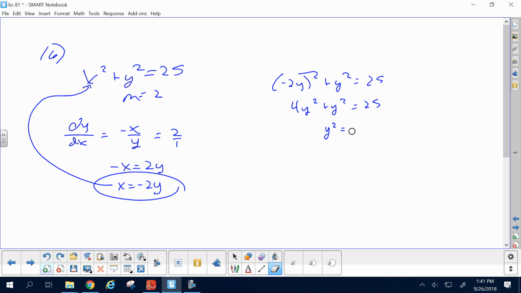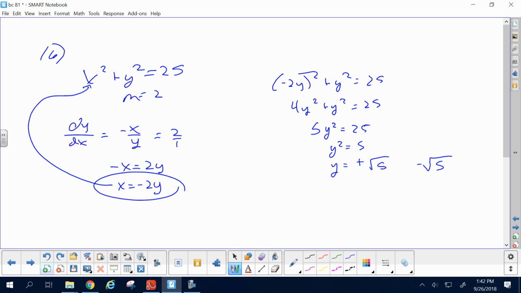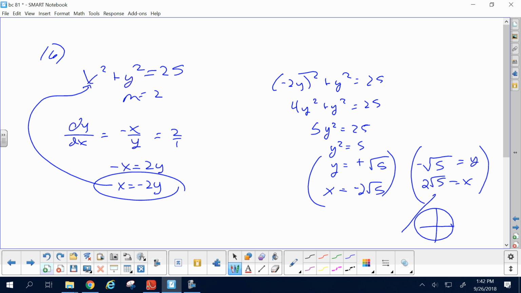Y squared is 5, right? 5y squared is 25. So y squared is 5. So y is positive root 5 or negative root 5. And if y is root 5, then x is negative 2 root 5. That's one solution. And if y is negative root 5, then x is positive 2 root 5. Yeah, that makes sense that the first and third quadrants would have positive slope. Okay?